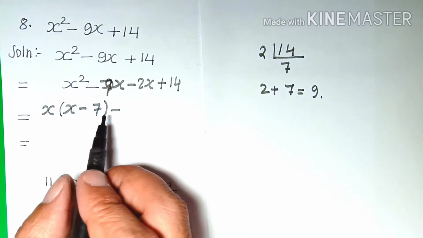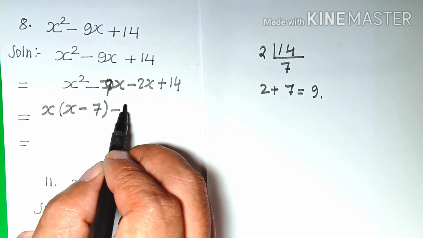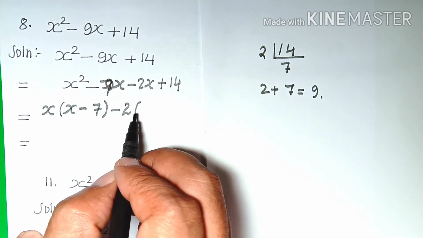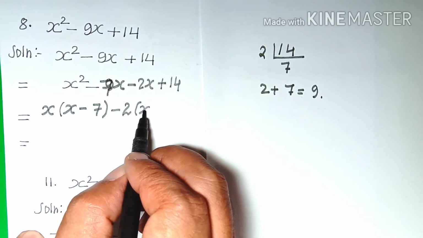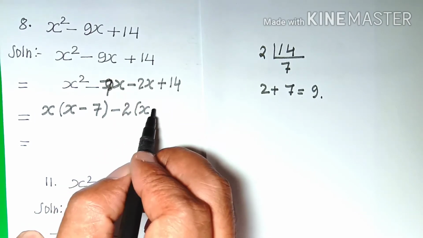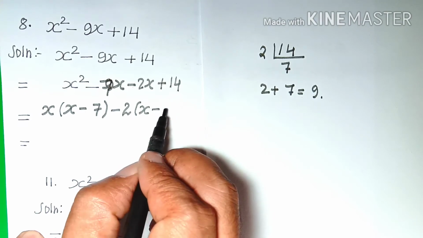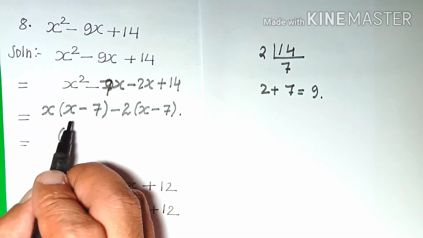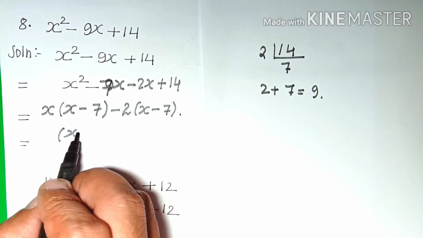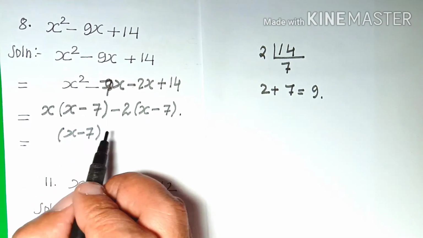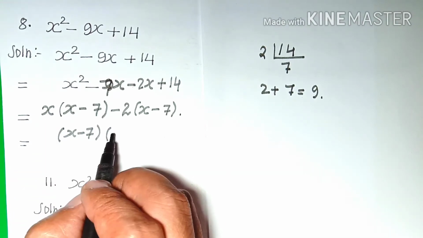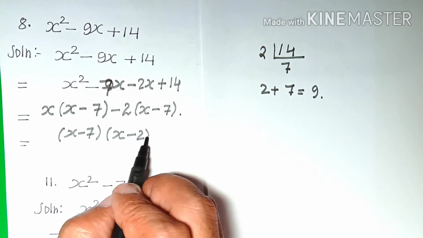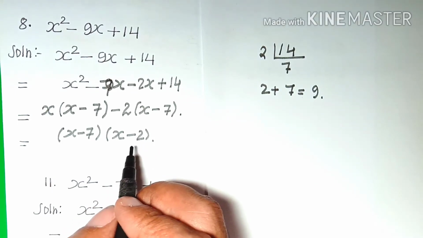2 and 14 both are divisible by 2, yes, that is an even number. That means the highest common factor will be 2. After taking 2 common, we are left with x minus 2 into how many times? 7. We can close. Now after that the factor we can see here is x minus 7, which is common. Then you'll have to collect back the x along with minus 2, and this will be the required factor.